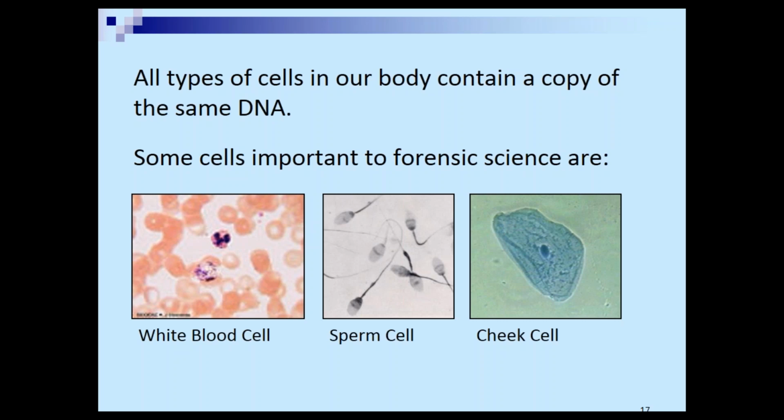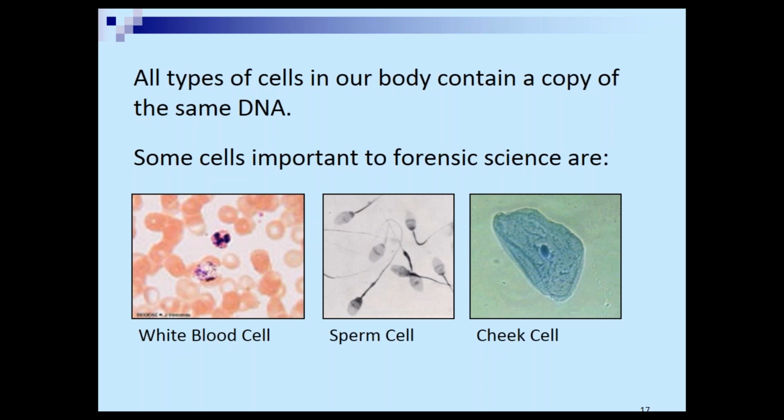Sperm cells have DNA. If you're advanced in biology, you may say, wait a minute, Dr. Linville, aren't sperm cells haploid, and they only have one copy? Yeah, but if you take 1,000,000 sperm cells, or let's say 1,000 sperm cells, it has the same DNA as 500 blood cells. So in a biological stain, a blood stain has the same DNA as a semen stain. Cheek cells also have the same DNA as in all of these cells.